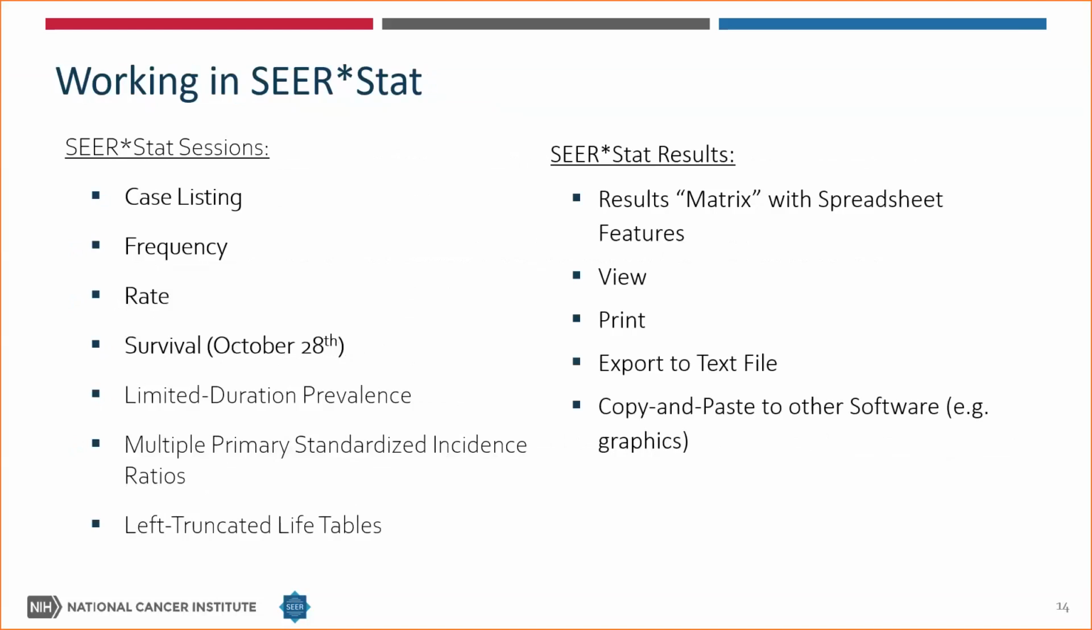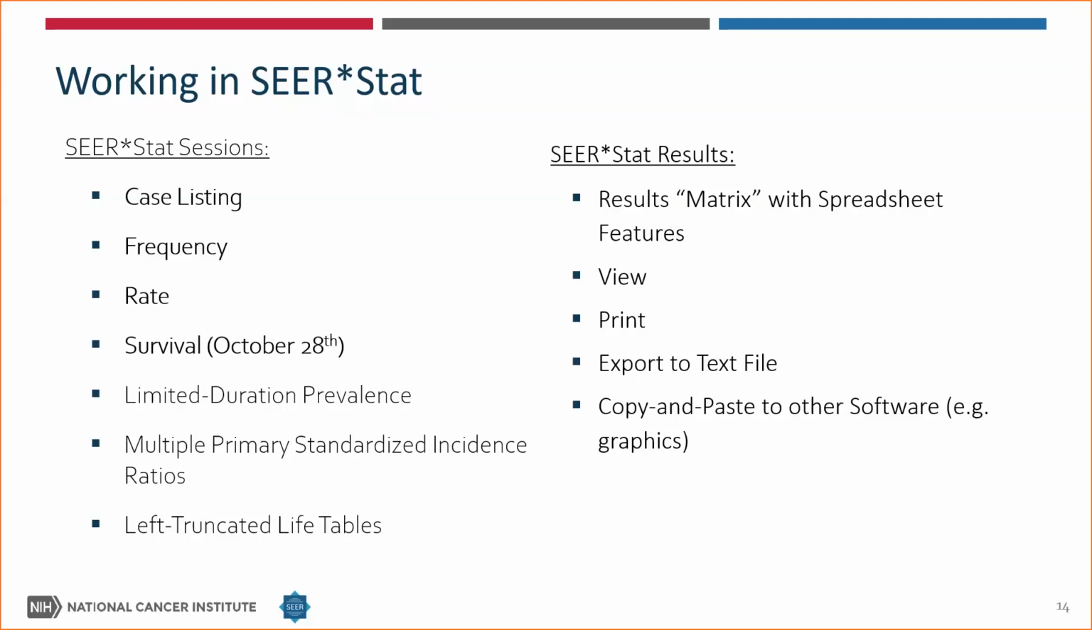There's two main things in SEERStat. You have a session window, which is where you define the parameters of a session of an analysis, and then you execute that, and then you get a matrix file, the results. And the matrix file looks like a spreadsheet, and you have things like viewing, printing. We didn't add graphing here because that's new, but graphing, exporting, copying it to paste into other software. We'll go over all of those today, except for printing.